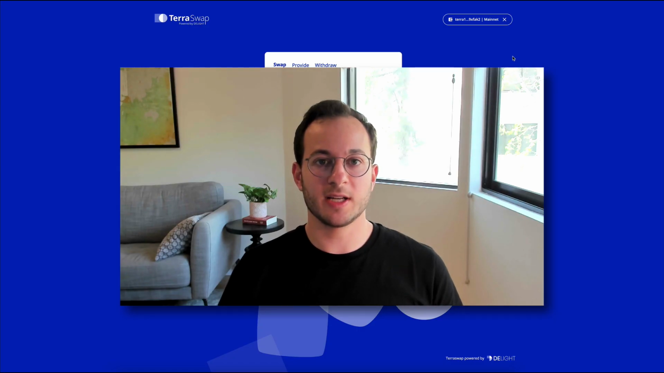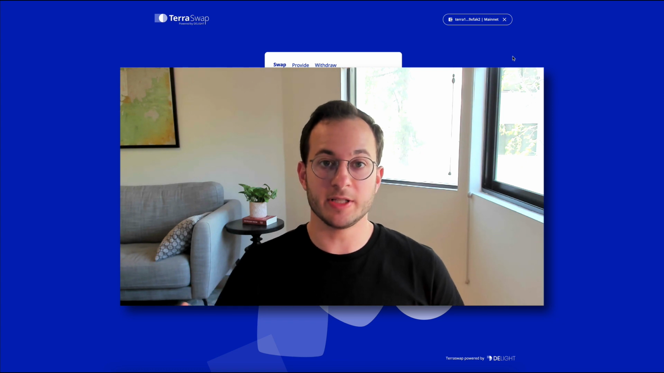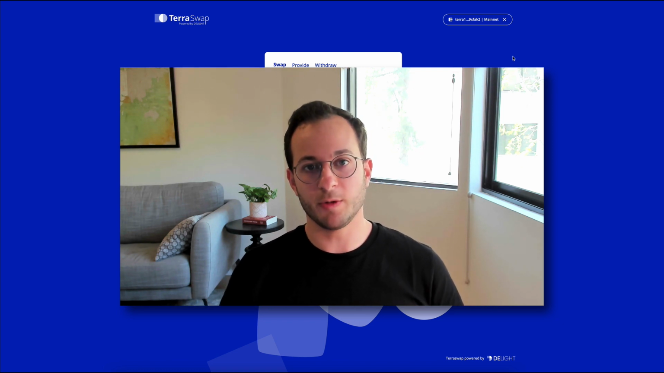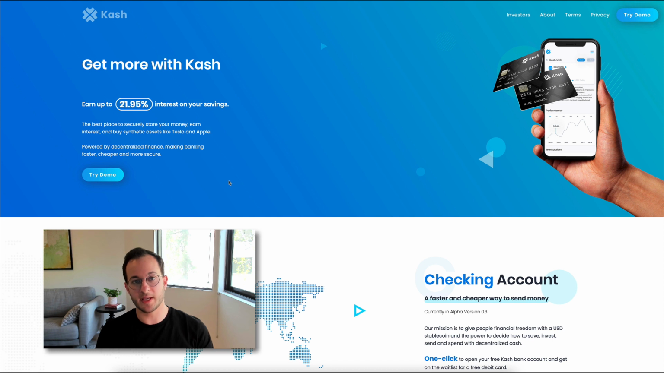So those are all the real significant apps and features that are on Terra today, but I want to touch briefly on what they're building for the future. First up is Cash. Basically, the goal of this is to be a checking account for crypto and for Terra in general. They say that you'll be able to store your money and also buy synthetic assets like Tesla and Apple. They also want to process payments, and it looks like they'll have some type of card solution as well.